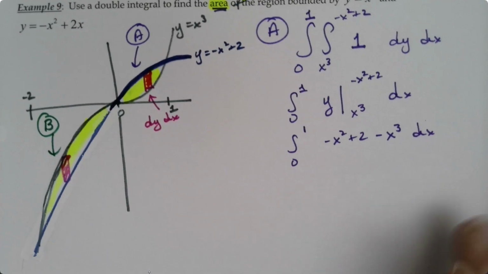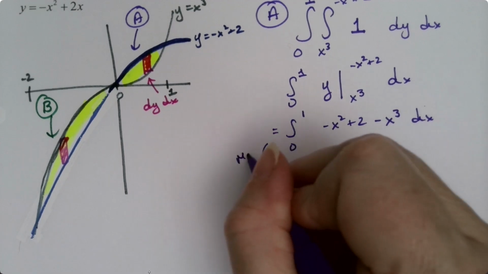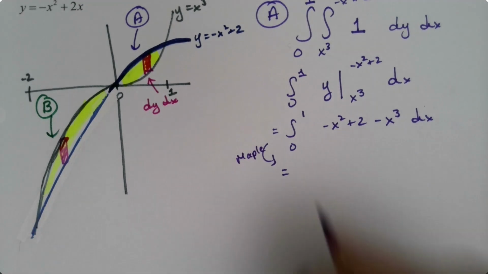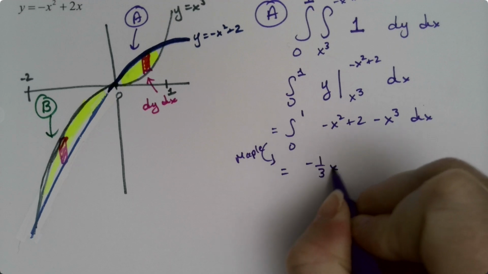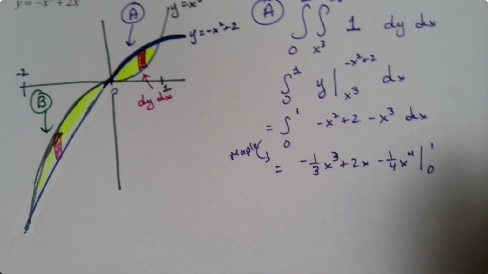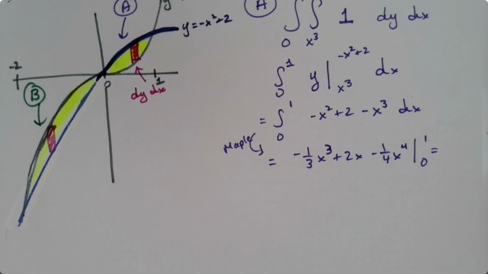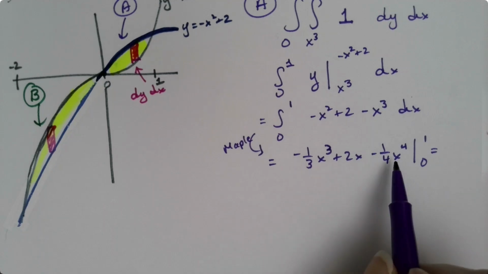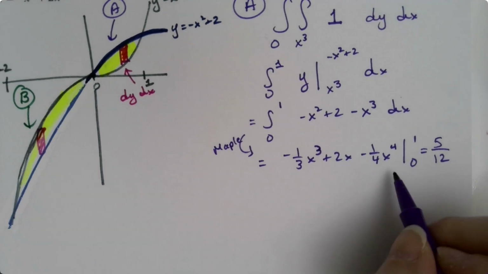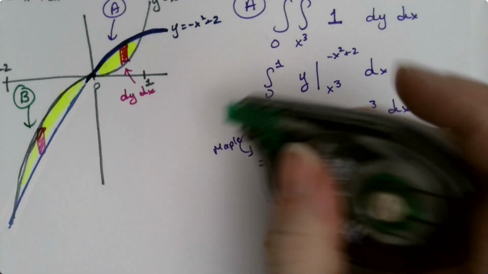And of course, we can make Maple do that, or we could do it ourselves. That's a polynomial. It's not that hard, but I'll do it by hand. This is -1/3 x cubed plus 2x minus 1/4 x to the 4th from 0 to 1, which would be 5/12. Because it's 2, take away a third, take away a fourth. So 5/12. So, I mean, if you want, you could use Maple for that piece. You can use Maple for the whole thing. It's just, this is not particularly difficult.